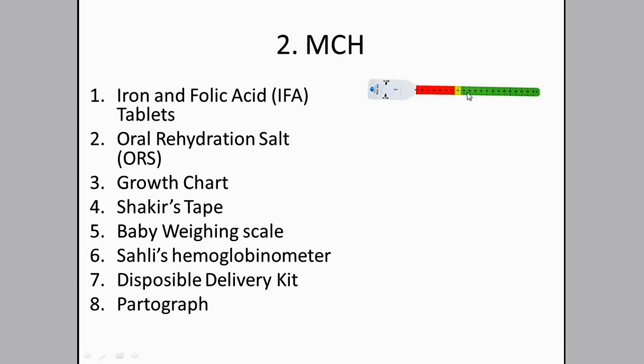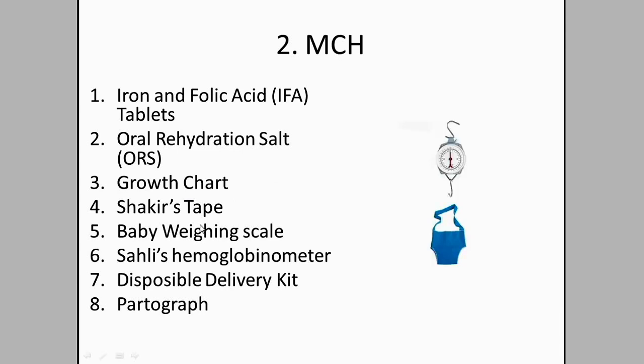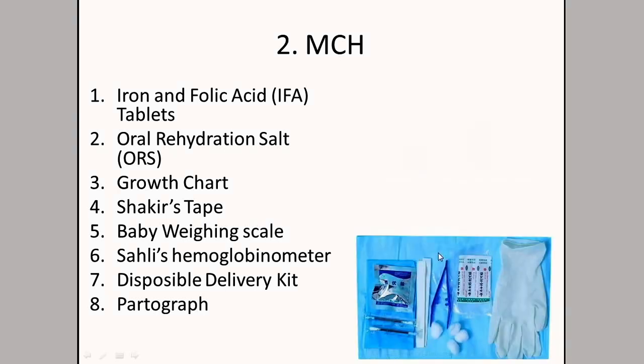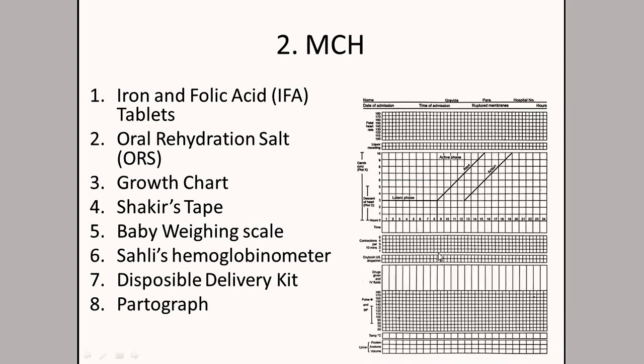So this is the normal level. Then we have a baby weighing scale, Salter's type of weighing scale, where we hang the weighing scale. For a baby, we can measure through this baby weighing scale. Then we have Sahli's hemoglobinometer for the measurement of the hemoglobin. Then we have a disposable delivery kit containing the essential items for the delivery. Then we have the partograph, a graph which identifies when to intervene and when to refer the patient. The chart to identify the progress of the labor. It consists of multiple parameters like fetal heart rate, number of contractions, then pulse, BP, etc.